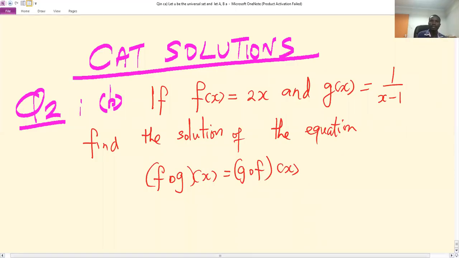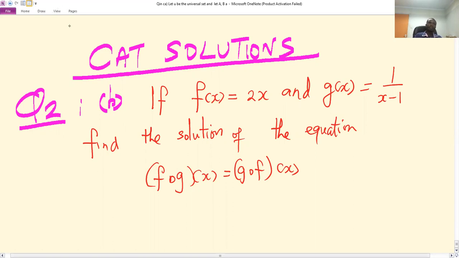Welcome to this session. We'll give the solution to the second part of question 2. We are given two functions f and g, so we have to solve the equation f composed with g equals g composed with f. Now, this is an easy problem if you understand how to compose two functions, f and g. So this is what you are going to do.